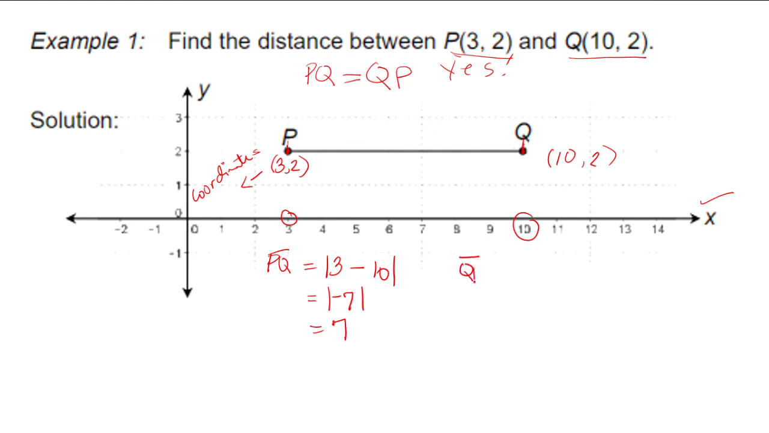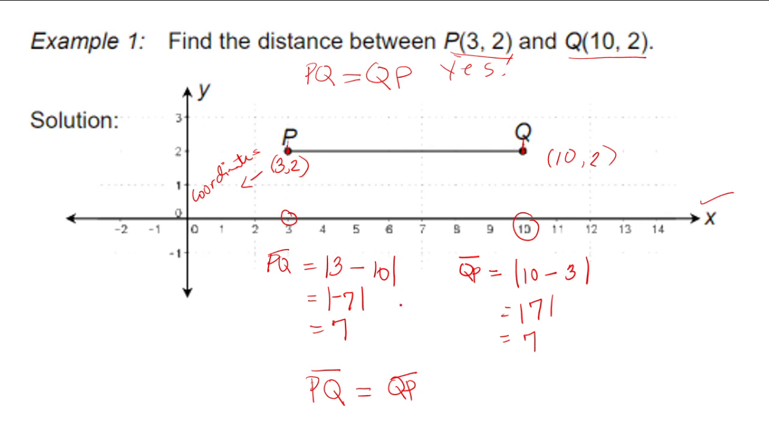Now, next, we can also use QP, which is equal to 10 minus 3. 10 minus 3 is 7. Okay, the absolute value of 7 is 7. Now, by substitution, PQ is also equal to QP. Okay?